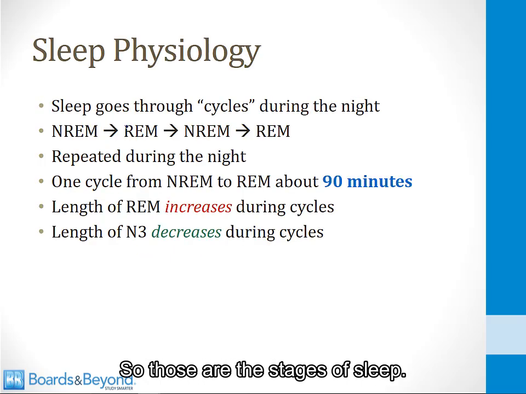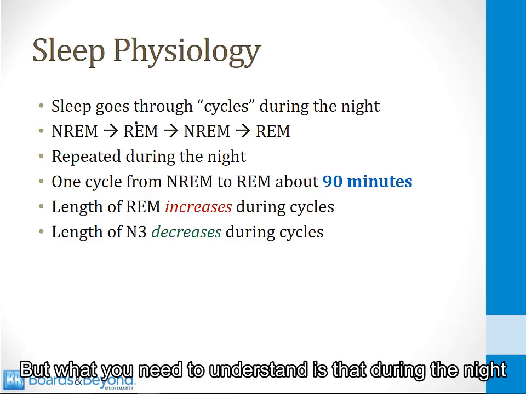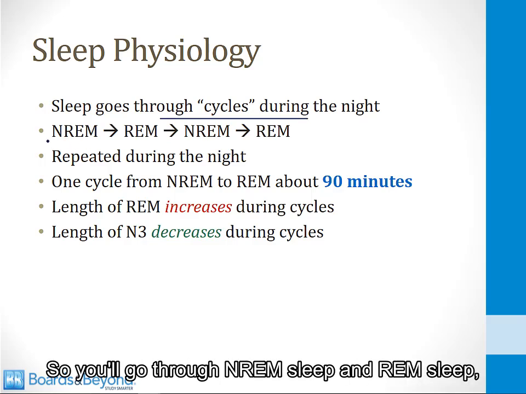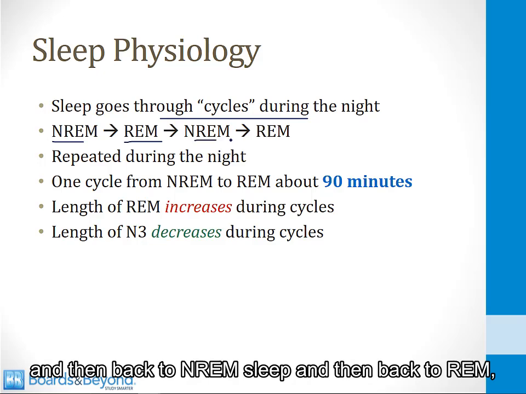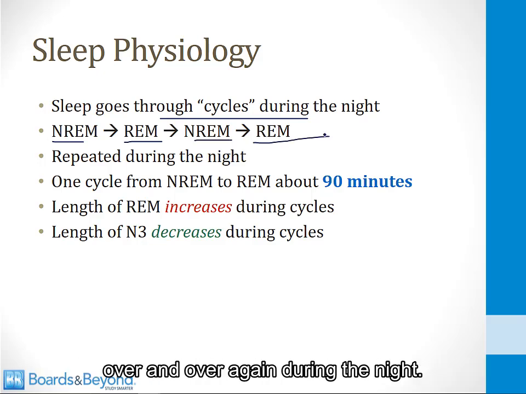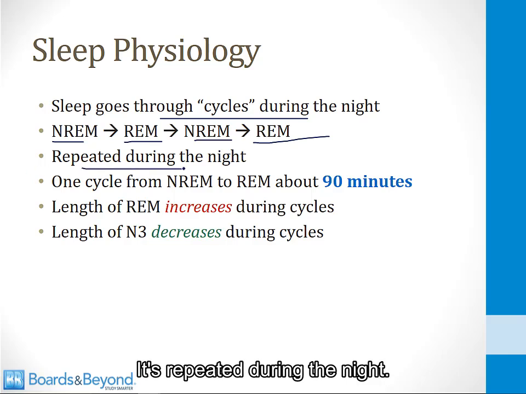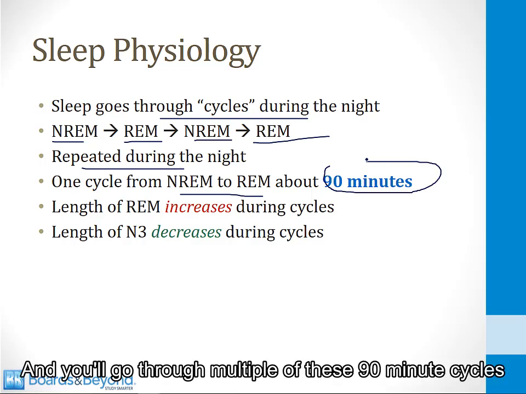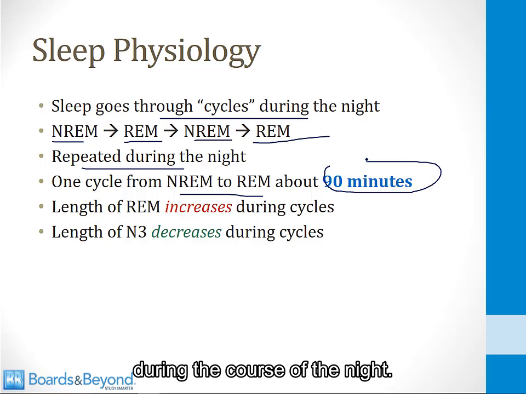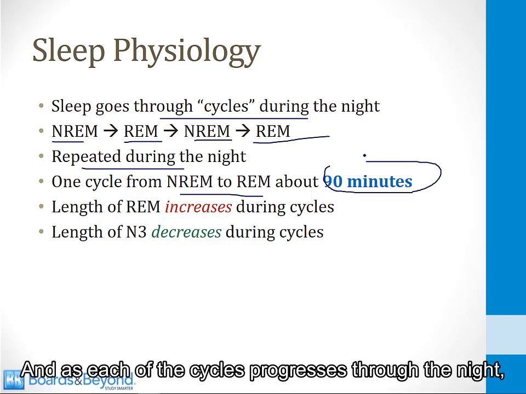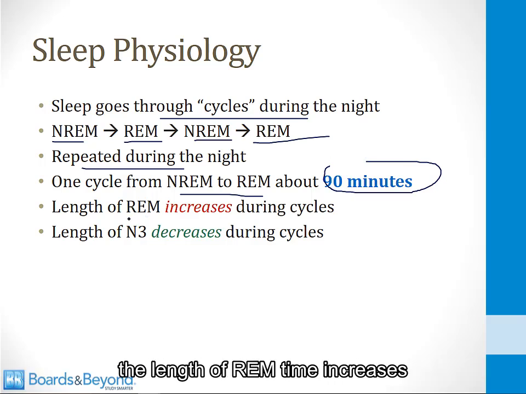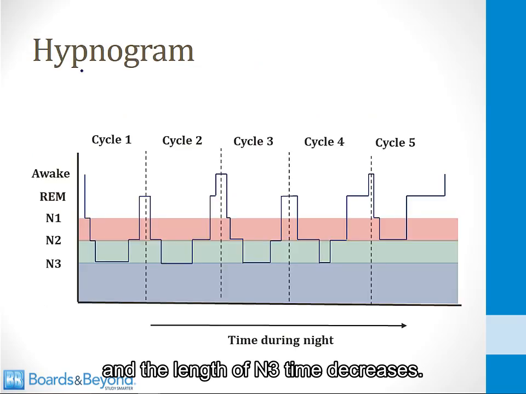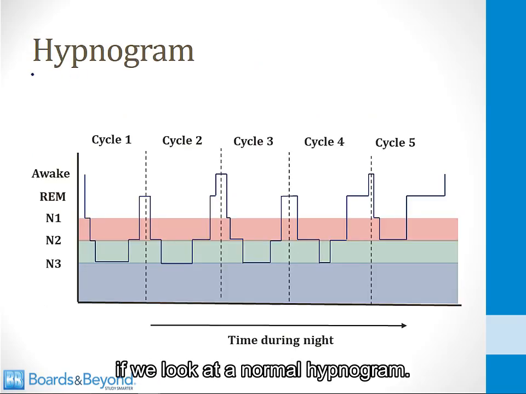So those are the stages of sleep, but what you need to understand is that during the night you go through multiple cycles that involve all the stages of sleep. So you'll go through NREM sleep and REM sleep and then back to NREM sleep and then back to REM over and over again during the night. One cycle through NREM and REM takes about 90 minutes, and you'll go through multiple of these 90-minute cycles during the course of the night. And as each of the cycles progresses through the night, the length of REM time increases and the length of N3 time decreases. This is easier to understand if we look at a normal hypnogram.